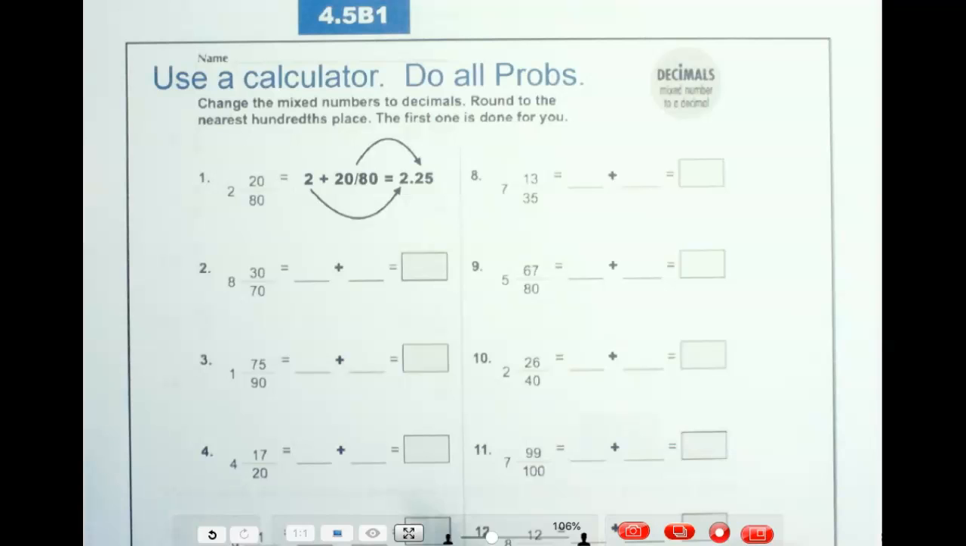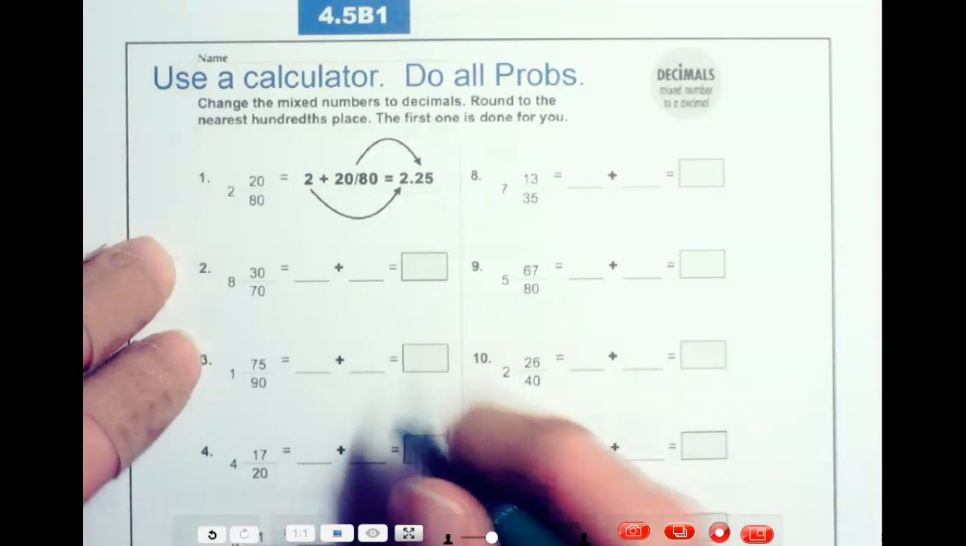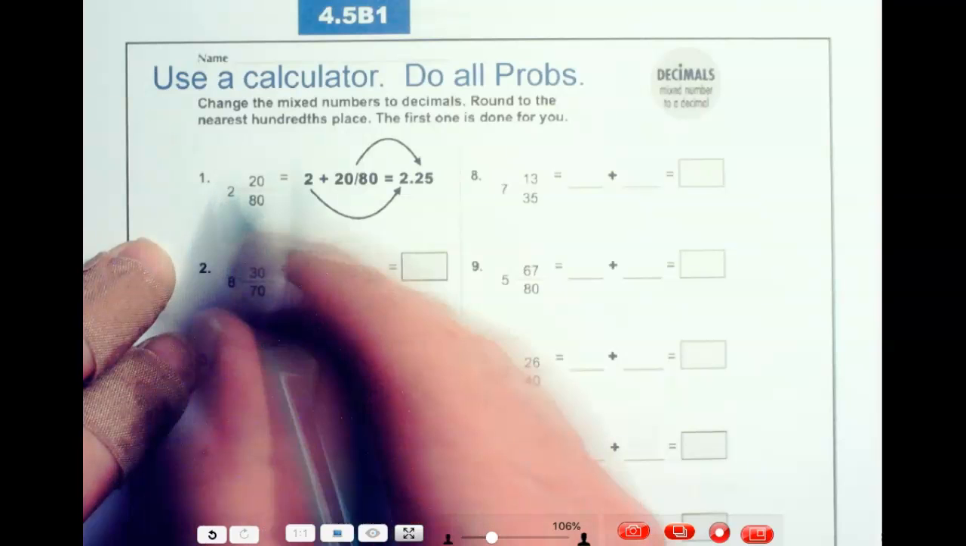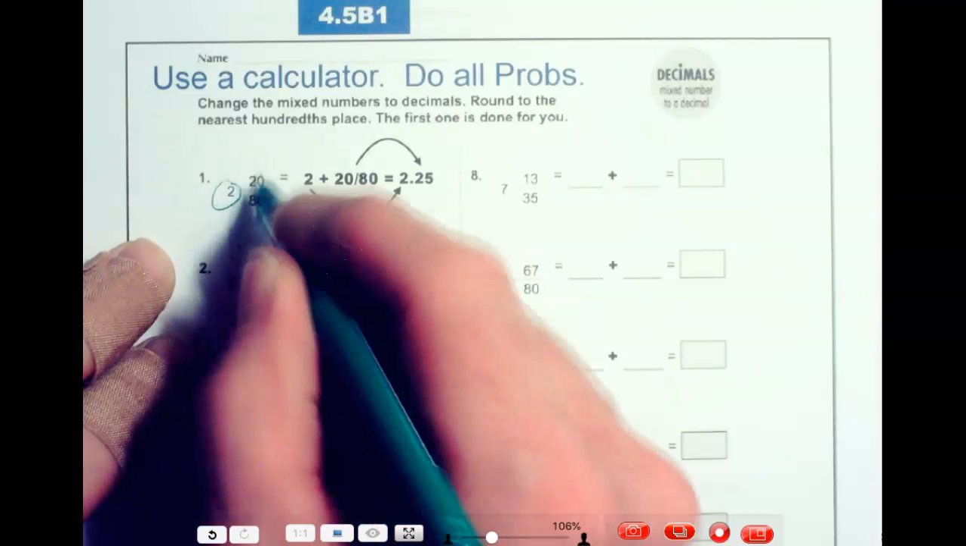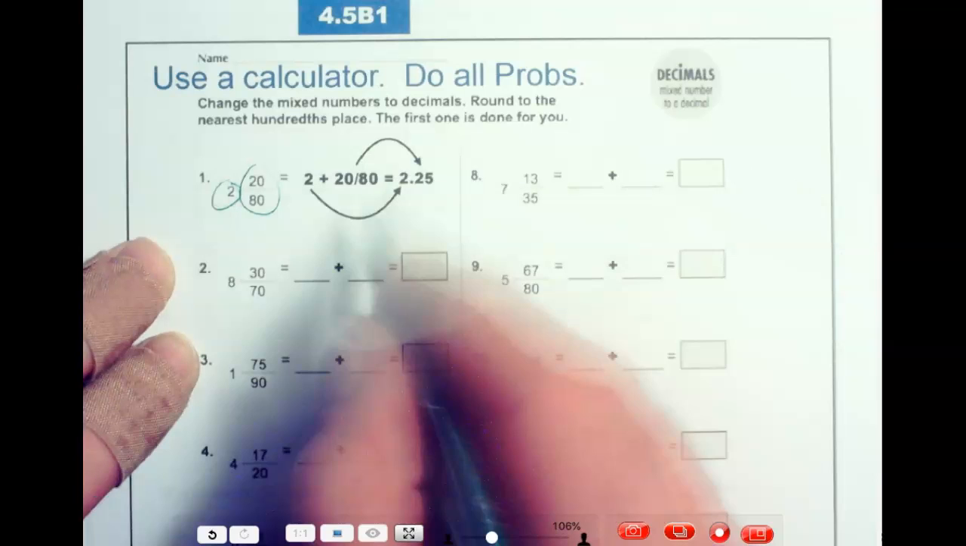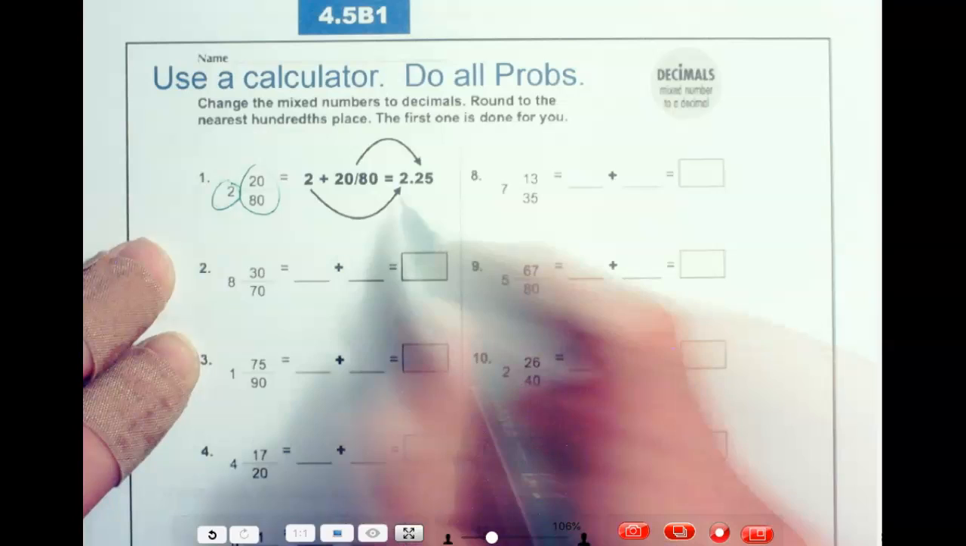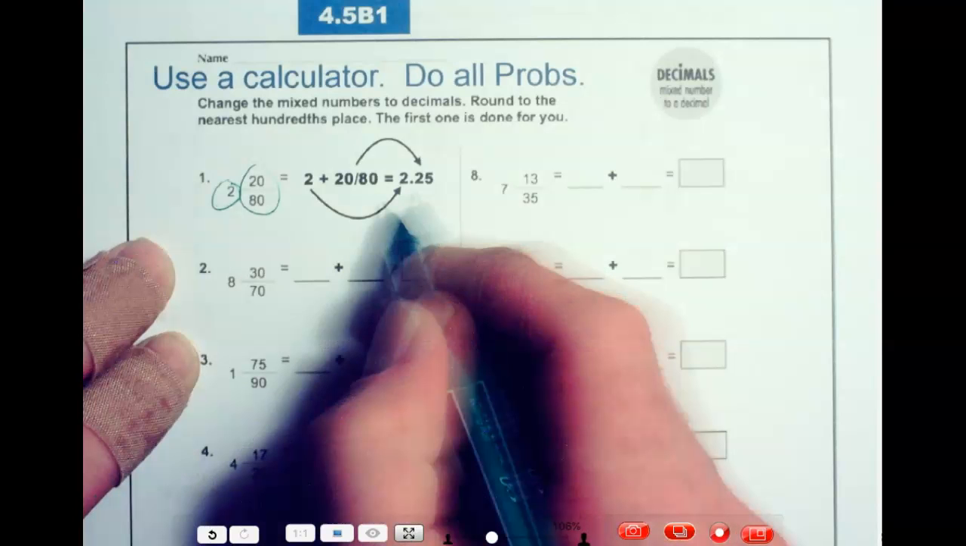So you'll see in this first example, this is already in the form of a decimal. This is a digit. This is a fraction. So you just separate the two and you do the 20/80ths. So 20 divided by 80 on a calculator is 0.25. And then you add the 2 in.